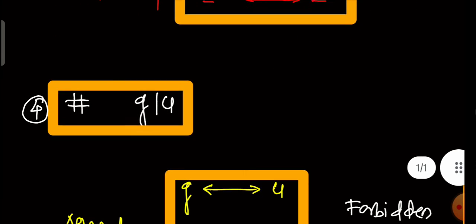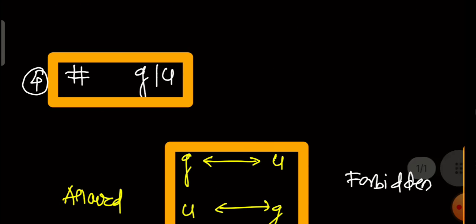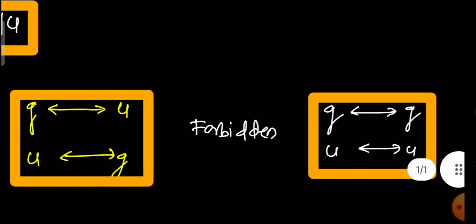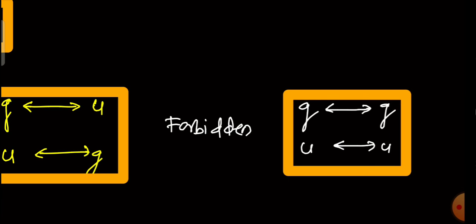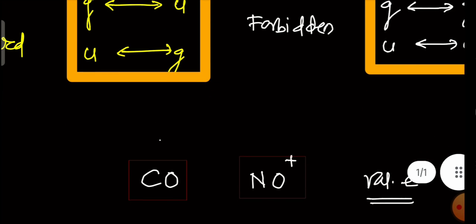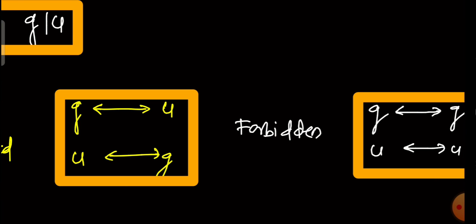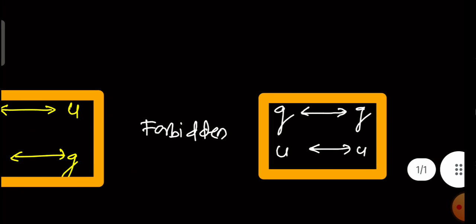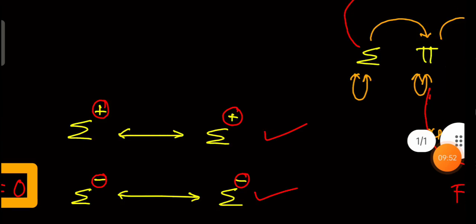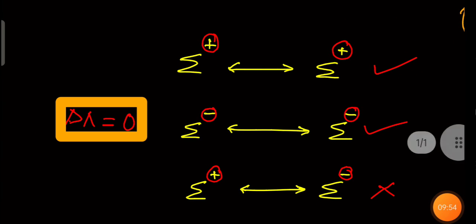Then we have the last selection rule, that is g or u, which will be allowed and which will be forbidden. During a transition there should be a change in parity, that is g to u is allowed, u to g is also allowed, while g to g is forbidden and u to u is also forbidden. Based on that you can easily find out which transition will be allowed and which will be forbidden. Now I have some examples regarding these transitions.